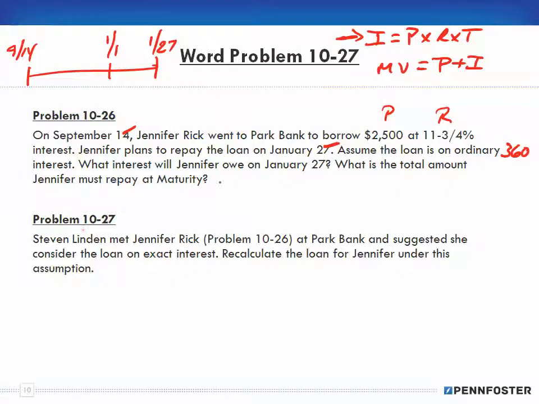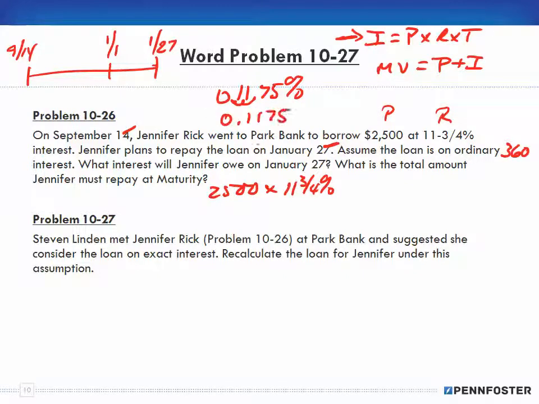So we have $2,500 as principal times 11.75% as our rate. For that rate, 11.75%, we move the decimal place over 2, so we use 0.1175 as the decimal format. Times, now we know it's ordinary interest, so that's over 360.